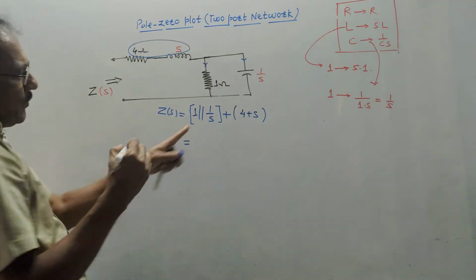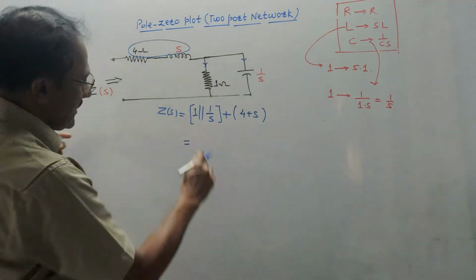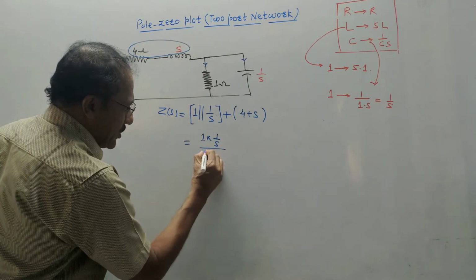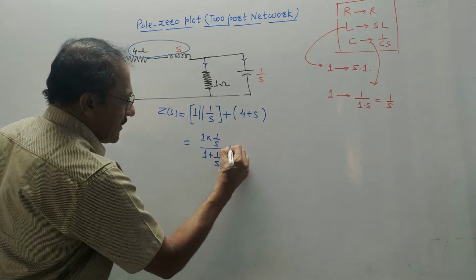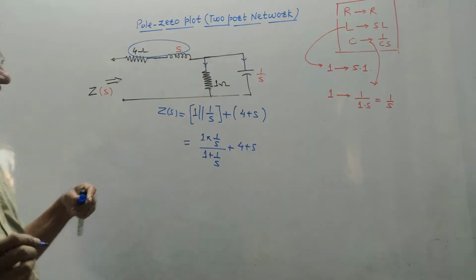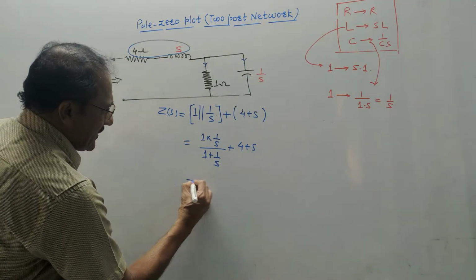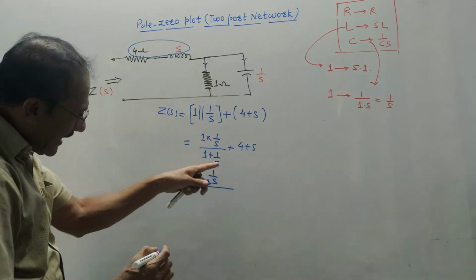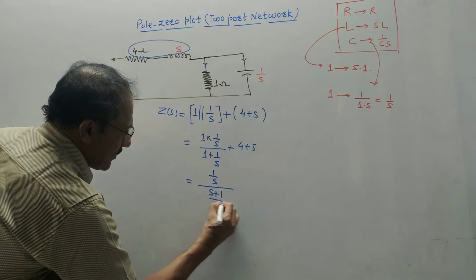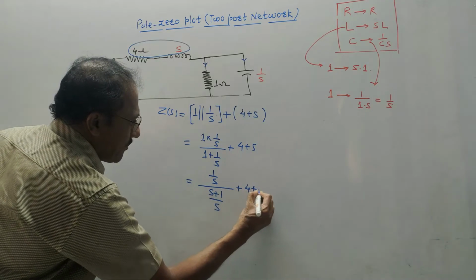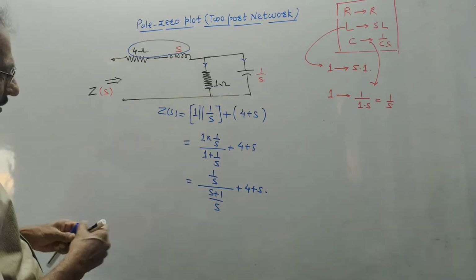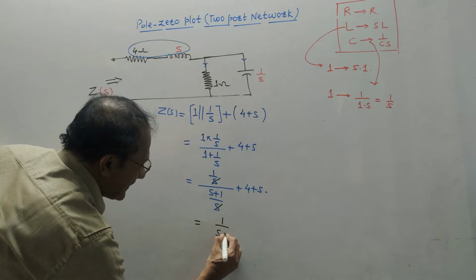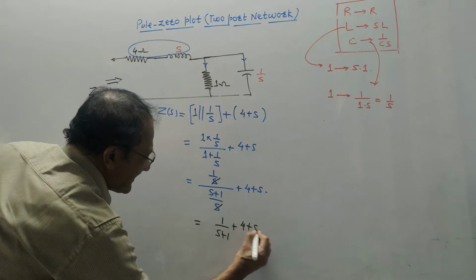Let us simplify it. We know how to calculate the value of parallel combination. It is 1 into 1 by S, multiplication of these two terms divided by addition of these two terms, 1 plus 1 by S, plus 4 plus S remains as it is. Now I have to simplify this equation. I will write it like this. 1 into 1 by S is simply 1 by S upon, in the denominator, I will take LCM, so it becomes S plus 1 upon S, plus 4 plus S. Now this term gets cancelled. So remaining equation I will write like this. 1 upon S plus 1, plus 4 plus S.